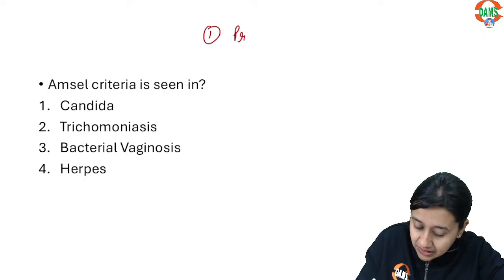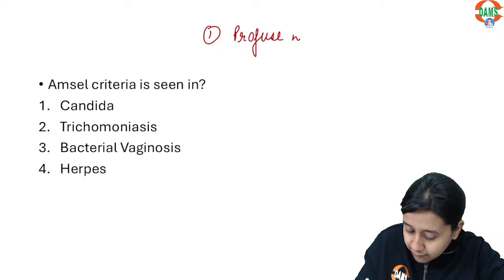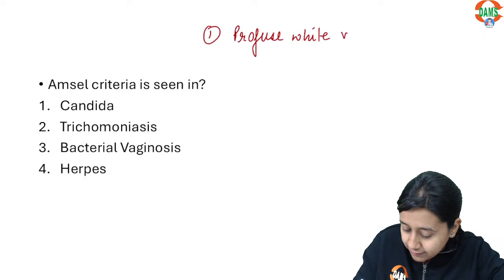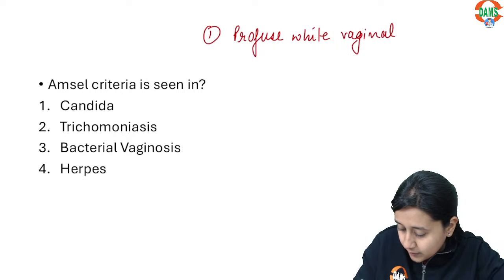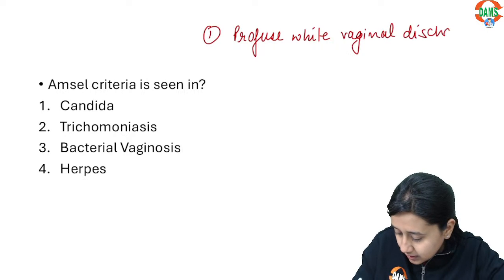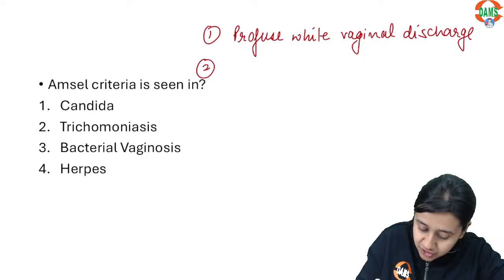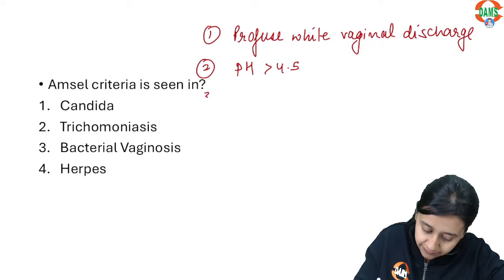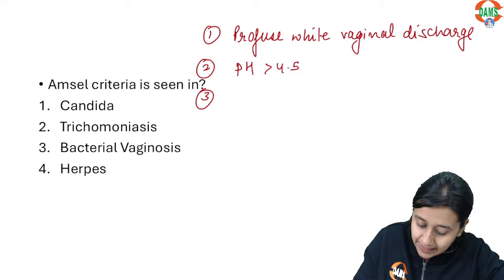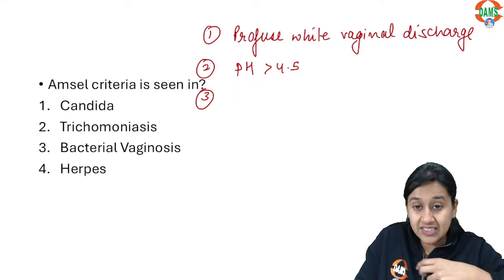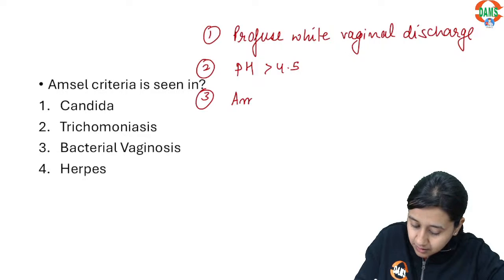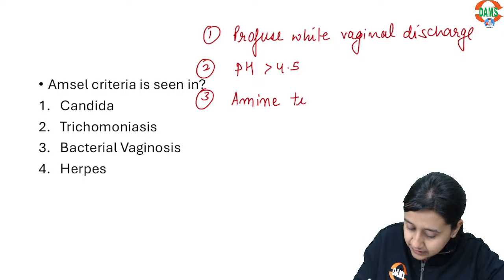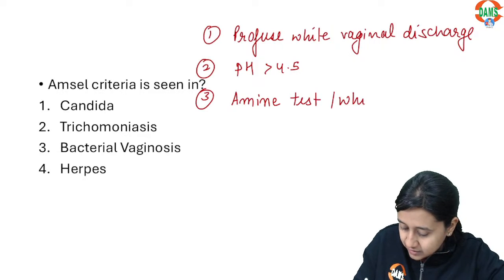First, the patient has profuse white vaginal discharge. That is the first point. The second important feature is that the pH of the vagina is more than 4.5. Third is that it is foul smelling. So there is a test which we do. It is known as the amine test or whiff test.